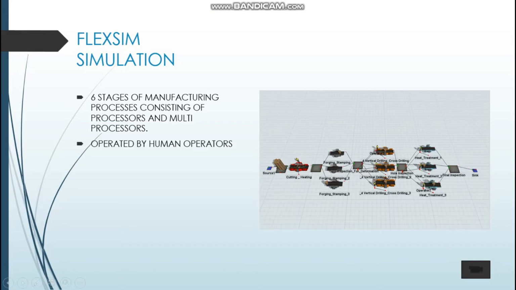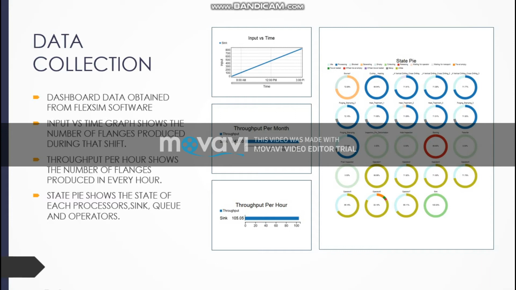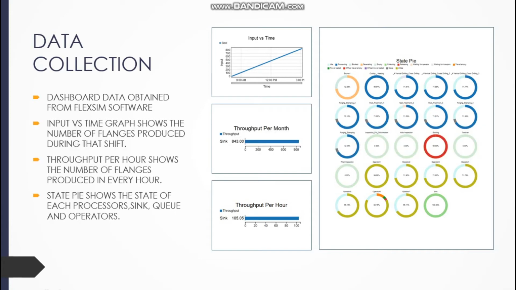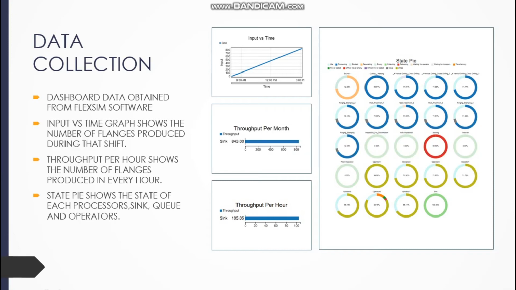Next, we managed to obtain a few data from the dashboard of FlexSim, and the first data is the input versus time. The input versus time graph shows the number of flanges produced during that shift, which is from 9 AM to 4 PM. In the throughput per month, we see the same number, which is 843 flanges in the sink, and both of these data are the same. We also managed to get the throughput per hour, where we see the number of flanges produced for every hour.